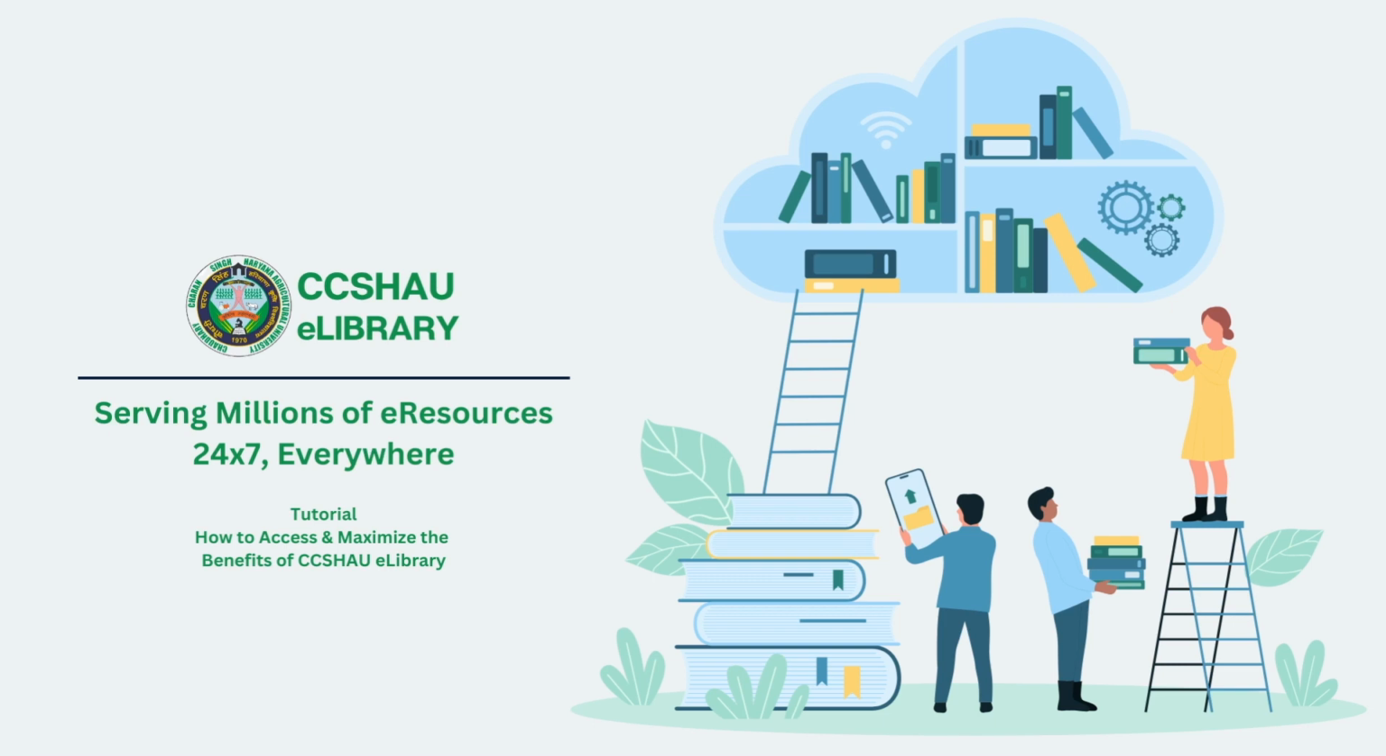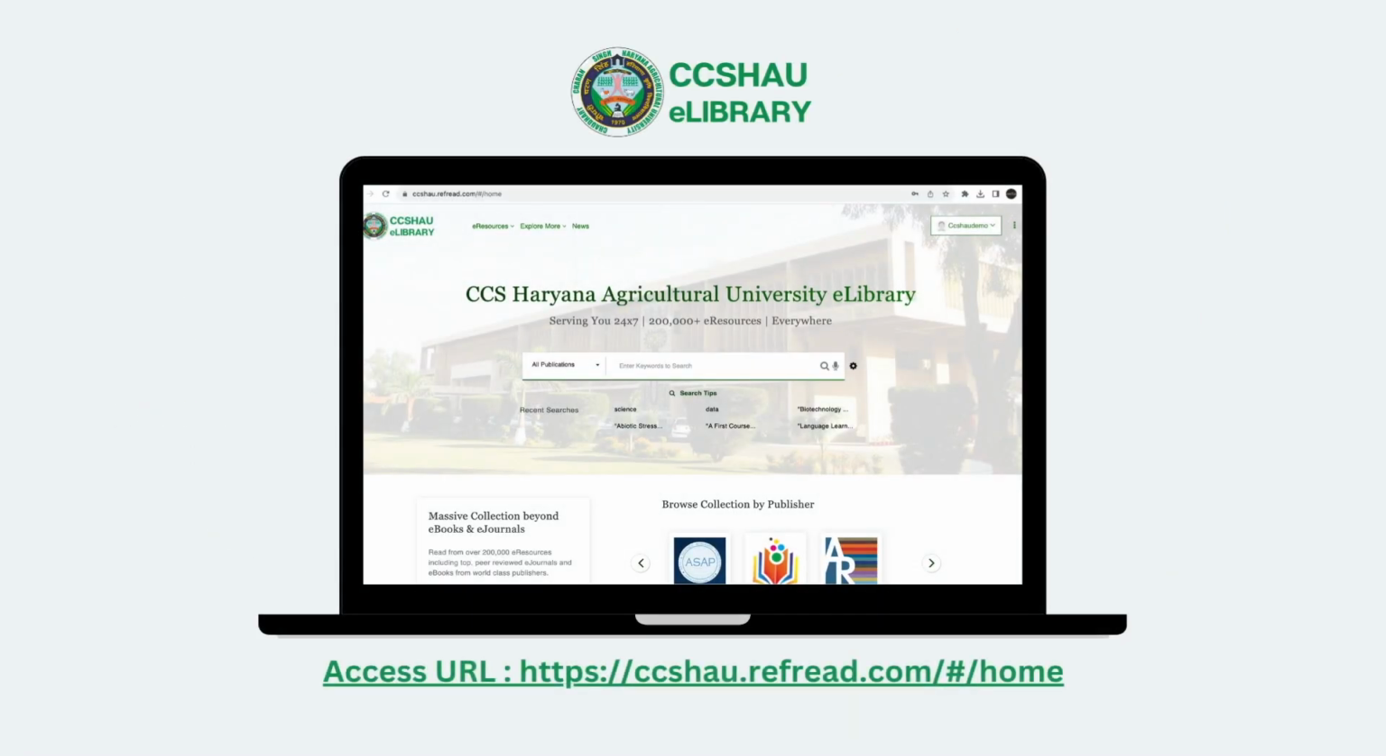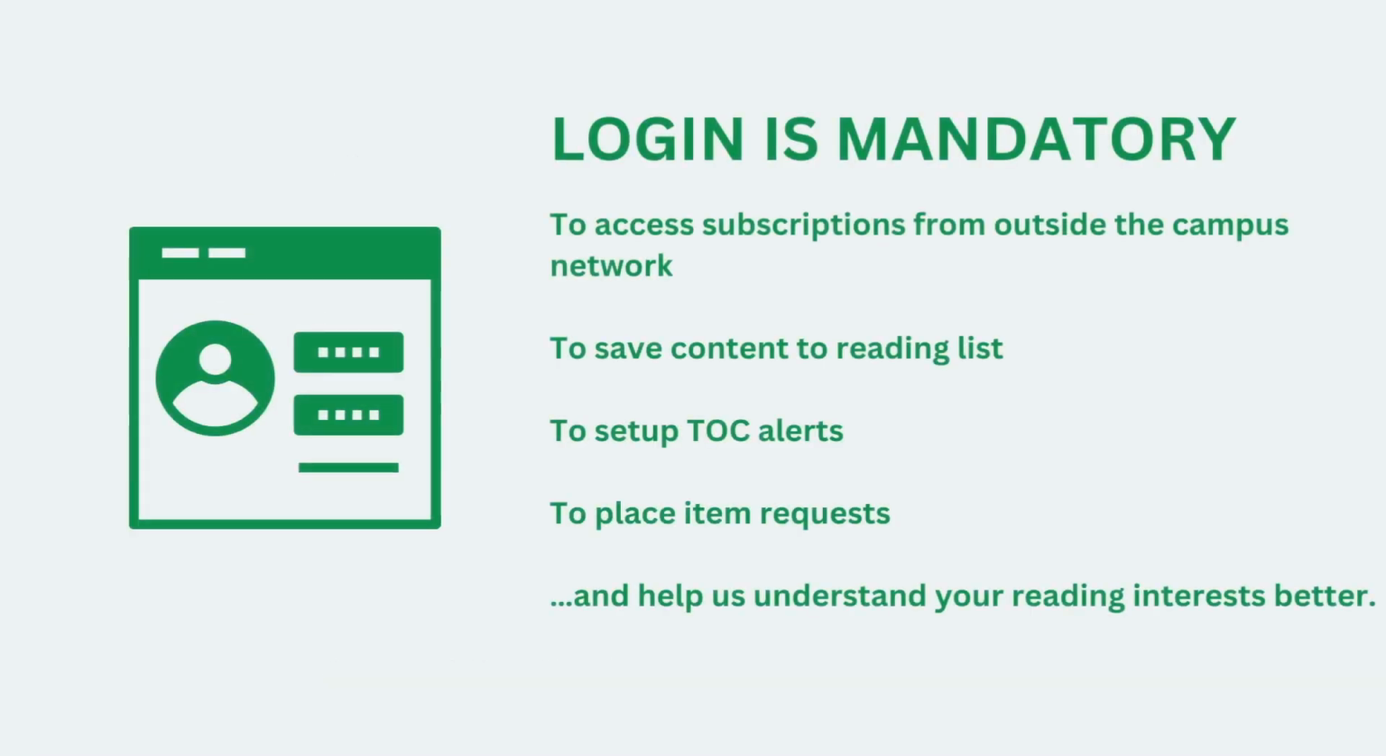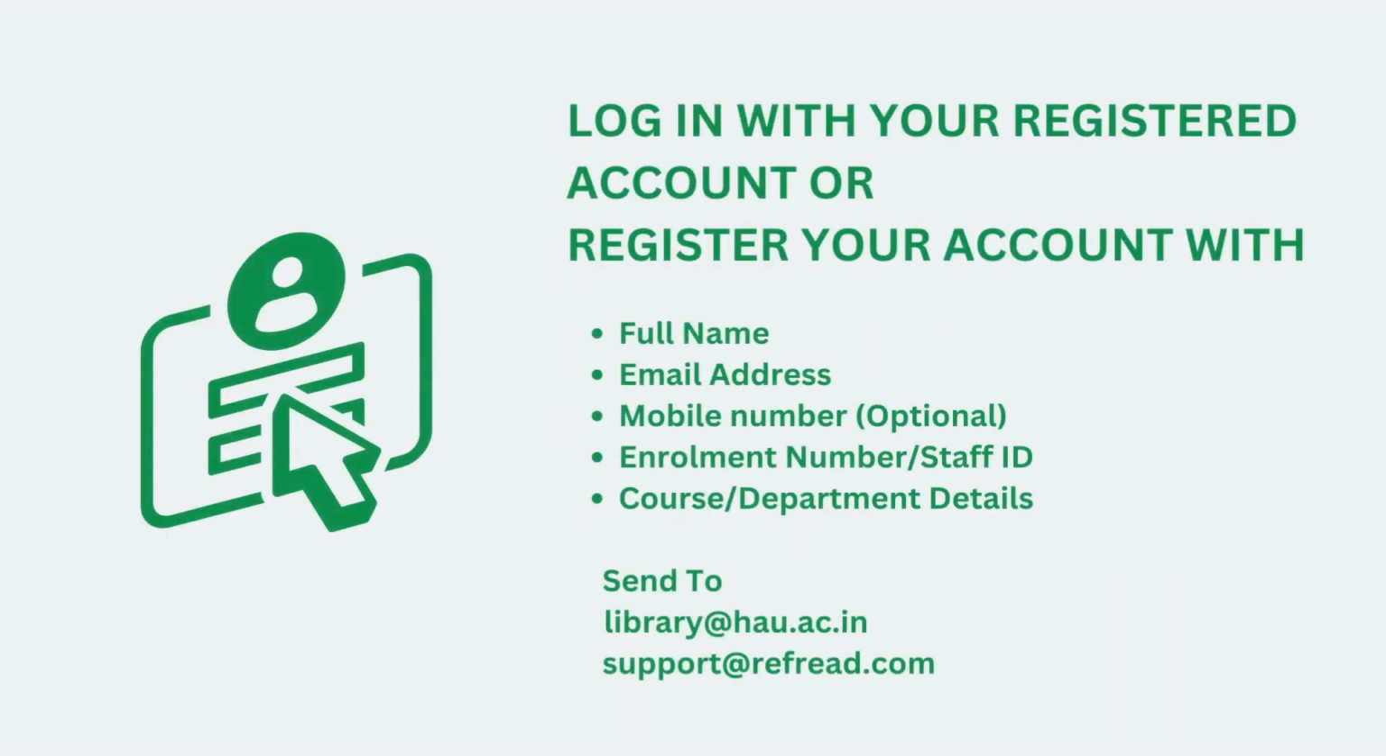In this tutorial, we will cover all the features and benefits of the platform so you can take maximum benefit of the eLibrary. The library sits at ccshu.refread.com. To access the library collections and all its features, you must first log in to the platform. For many features like the ability to save content into reading lists or to place item requests, login is mandatory. The logged in activity also helps us understand your reading and your research interests better. And that will help us build more features and expand the eLibrary collection further.